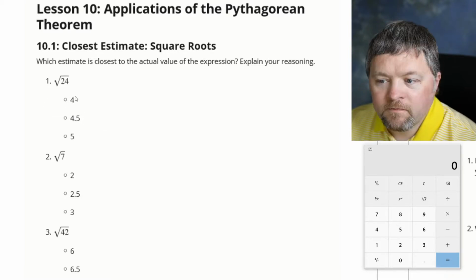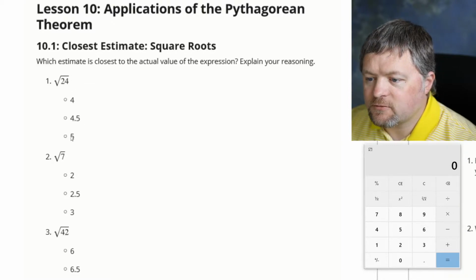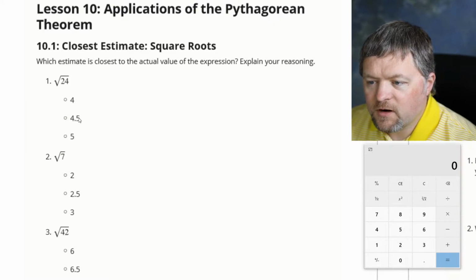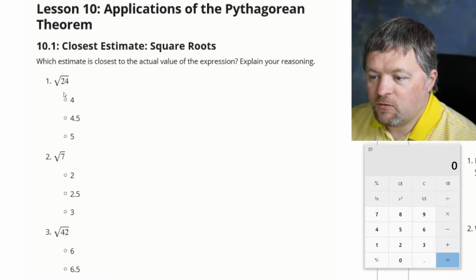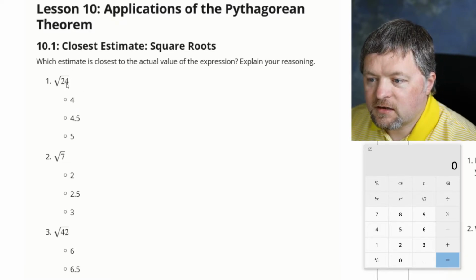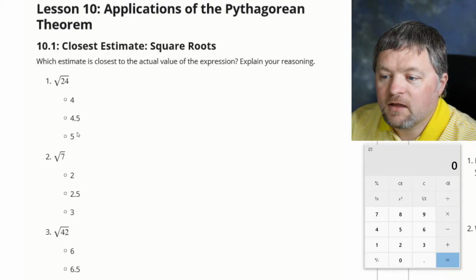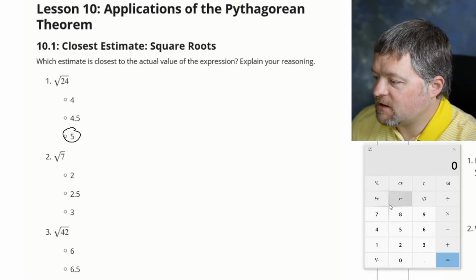First, 4 squared is 16, so that's not that close. 5 squared is 25, that's very close. 4.5 is going to be in between them. So which will be closest? Because the square root of 24 is likely to be very close to the square root of 25. I would say this is closest to 5. Now let's check that.